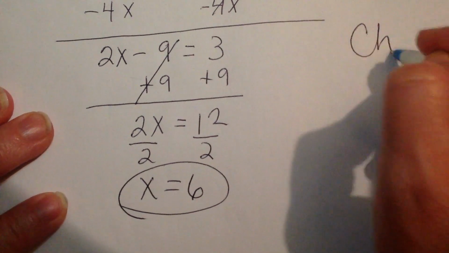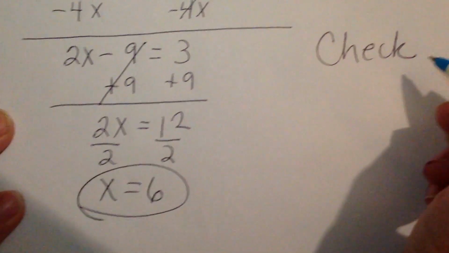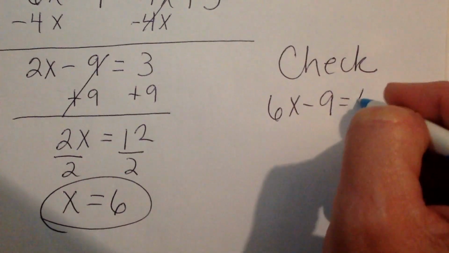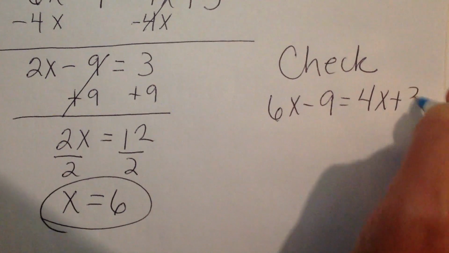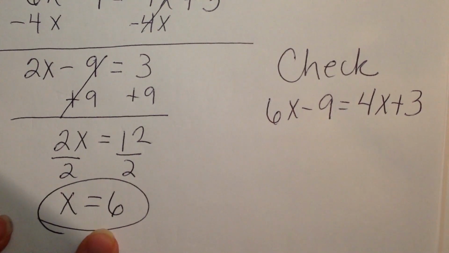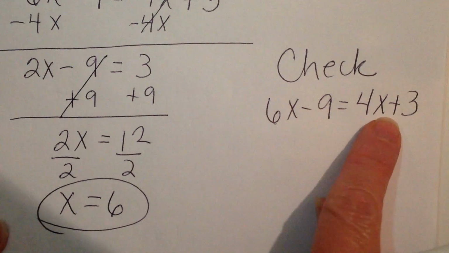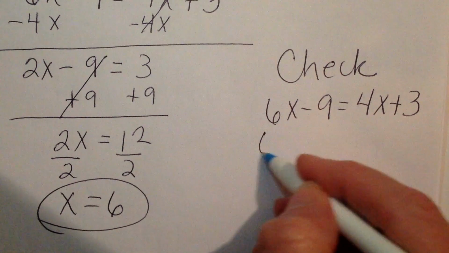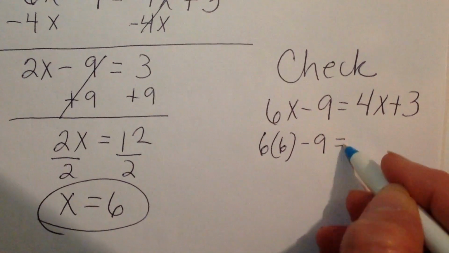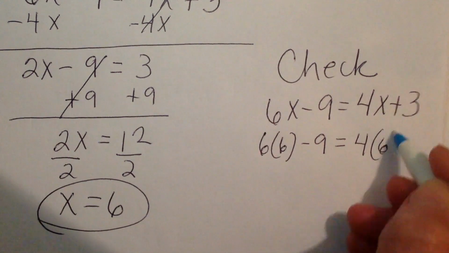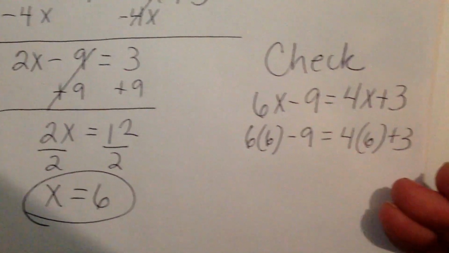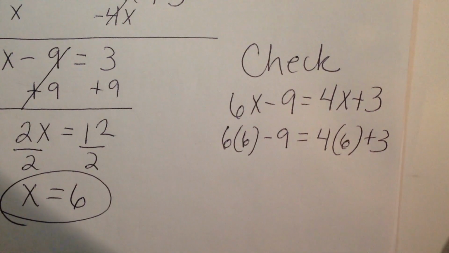Let's check this answer. To check, you will take the original problem and substitute in the answer that you got, which was x equals 6. You will substitute in 6 for both of these x's. So you'll have 6 times 6 minus 9. Does that equal 4 times 6 plus 3? If the left side equals the right side, then you know your answer is correct.